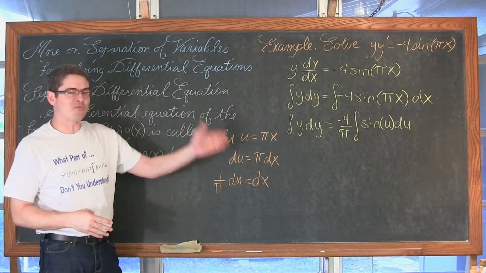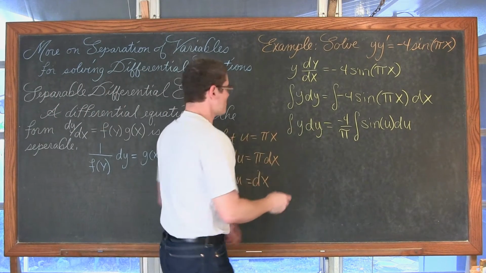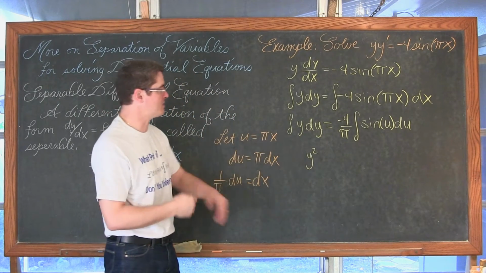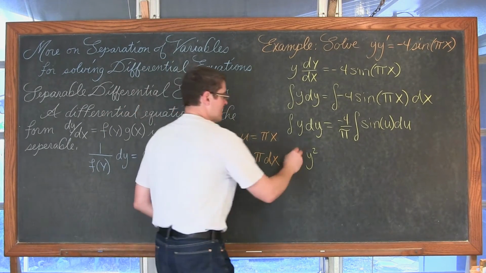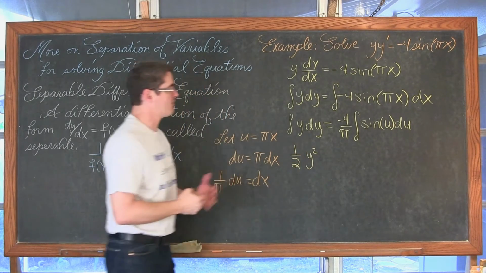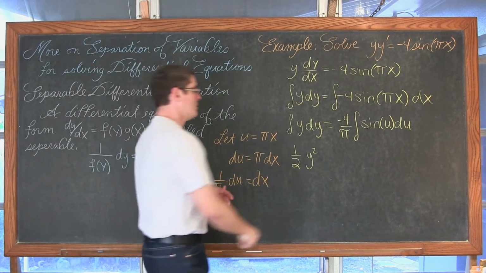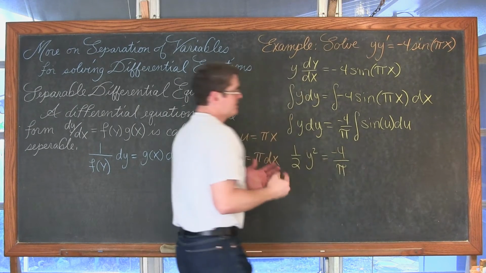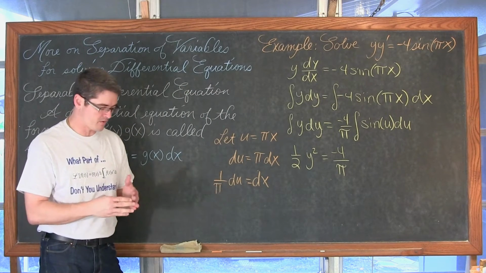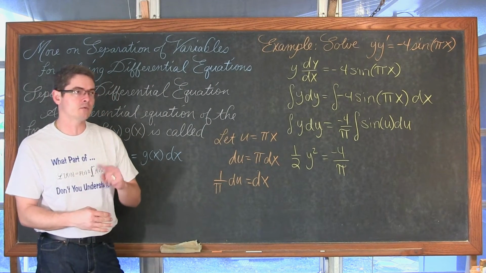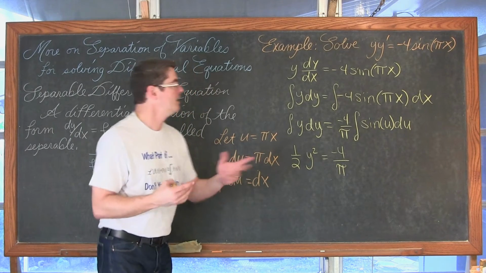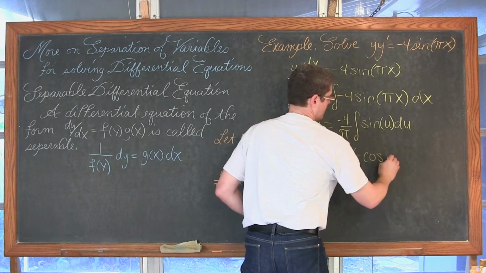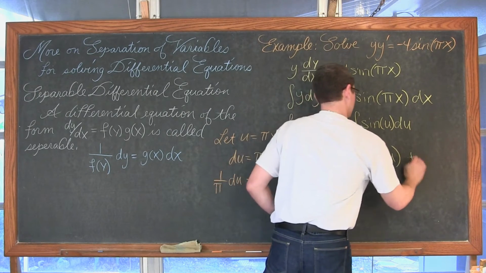The indefinite integral of y dy is going to be y squared. And we've raised that power by 1 through the integration process. Now I have to divide by that, so I'm going to have that 1/2 out front. And then over here we've got equals -4 over pi. And the indefinite integral of sine, let's see here, the derivative of sine is cosine, the derivative of cosine is negative sine, right? So it's going to be negative cosine of u plus c.